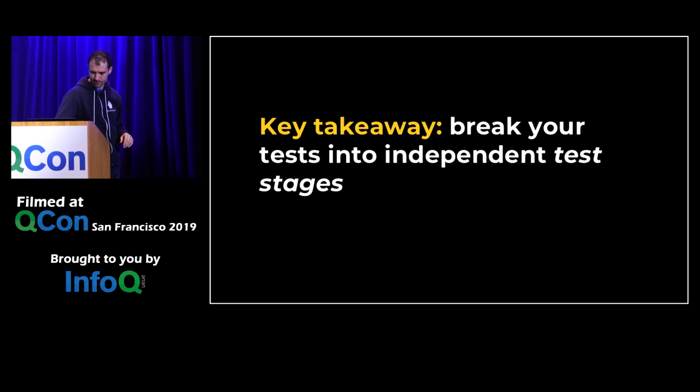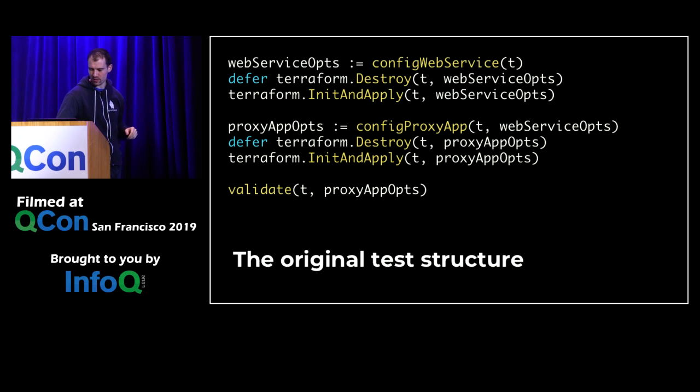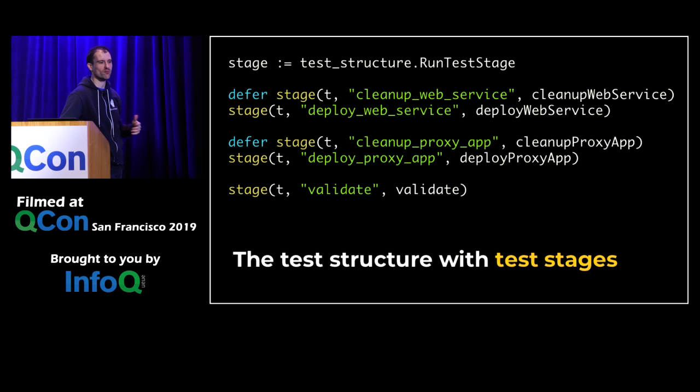So here's what it looks like. I'm not going to run this one. I'll just kind of walk through the code really quickly in the interest of time. So this was our original test structure. We're deploying the web service, the proxy app, and validating. What we're going to do is basically wrap those in functions. So it's the same thing. There's a deploy web service, deploy proxy app, and validate.